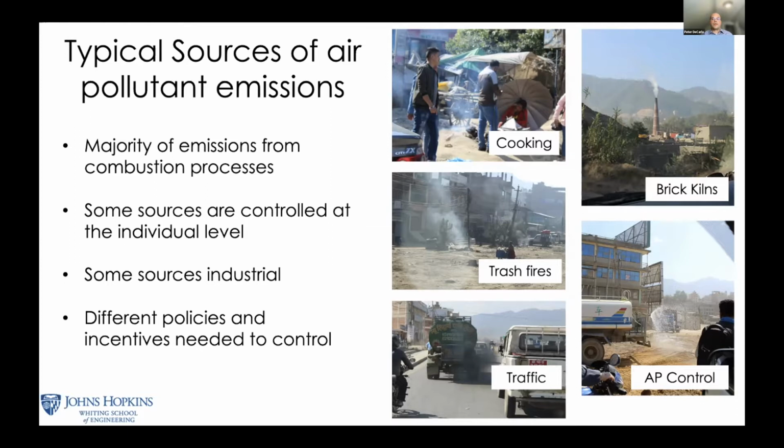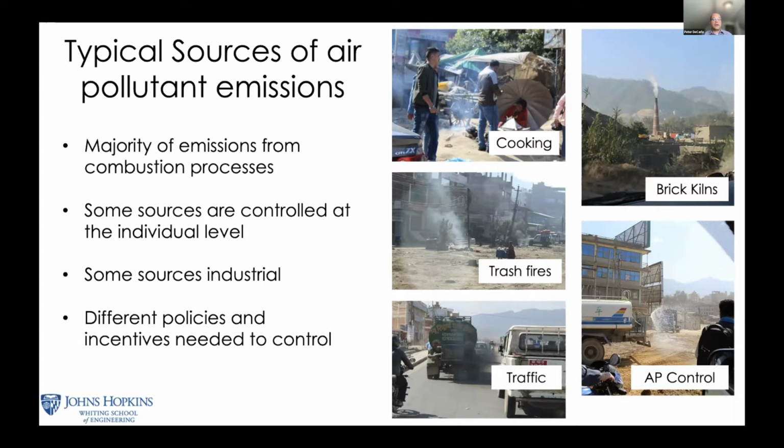Another piece to consider is which sources are controlled at the individual level. Cooking is a very personal thing, and how people cook requires an individual to make that decision. Some sources are also industrial, and those have a different potential for control. You have control at the governmental level, where you can enact policies that specifically target certain sources. Different policies and incentives are needed to control the various pollution sources and the direct emissions.